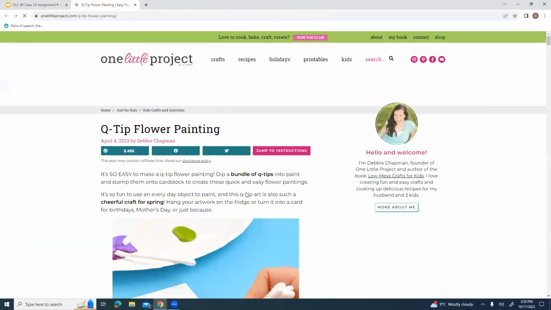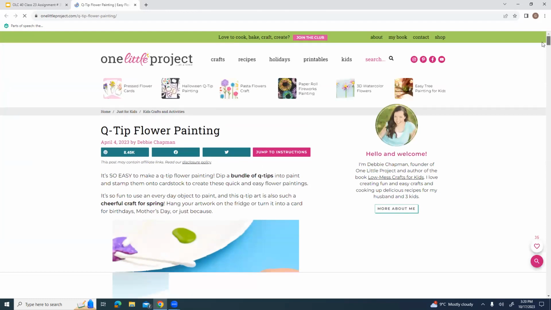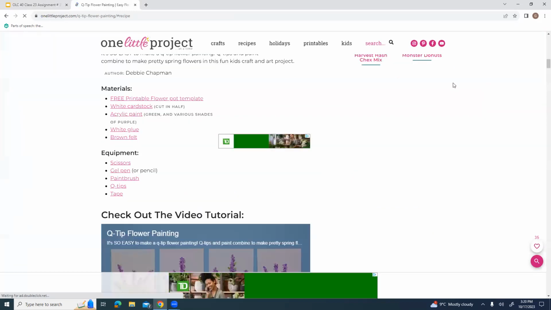Let me just kind of grab it. Now it's kind of spread out, but so here's a title. And again, most procedural texts would have a title, so the person knows what they're aiming for. Okay, jump to instructions. And you can see here we have materials.